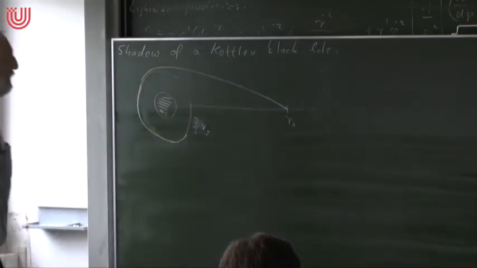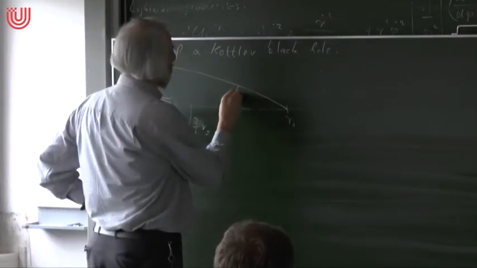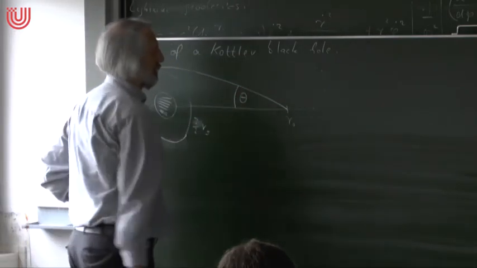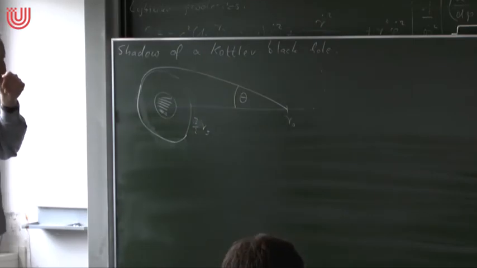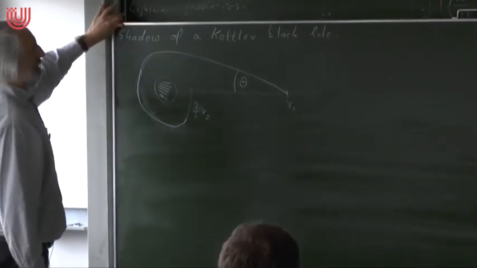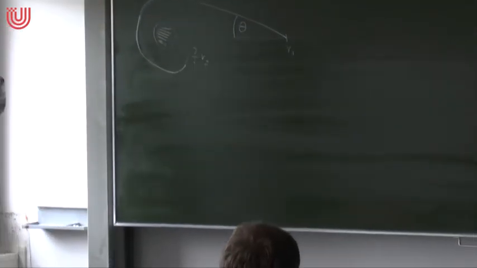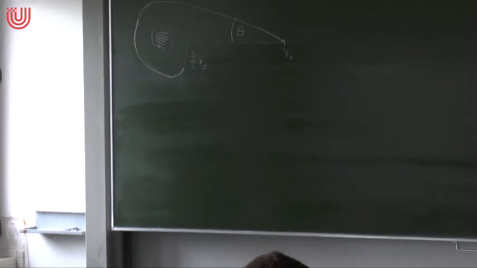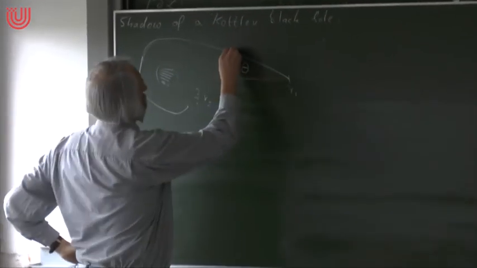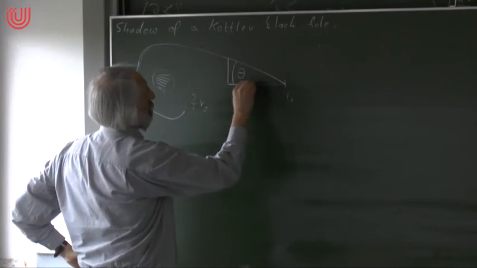Not much better. Okay, and what we want to find out is this angle. I think I called it theta in the Schwarzschild case. So this is the angular radius of the shadow. And well, we do it with the same construction.